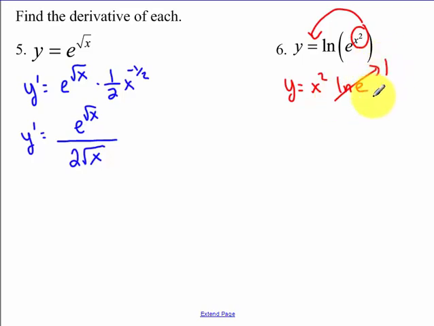This becomes a 1, so our derivative is just 2x, making our life really easy.